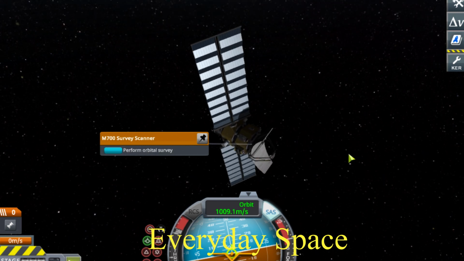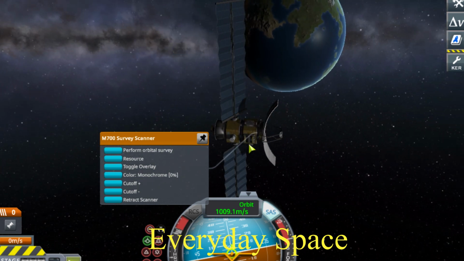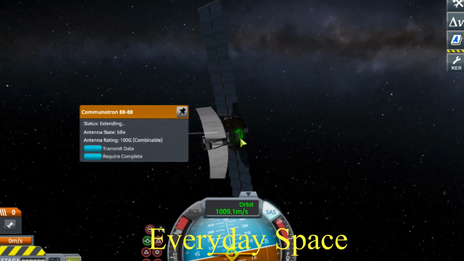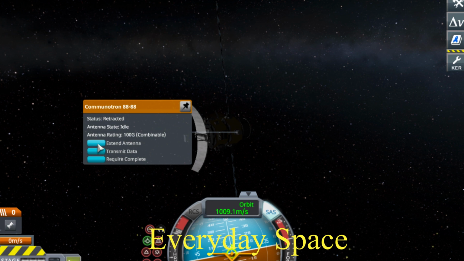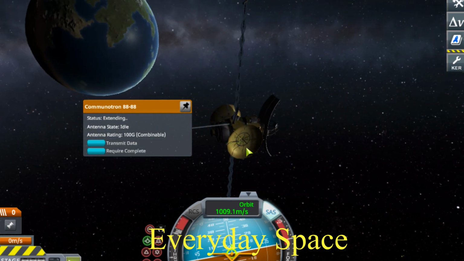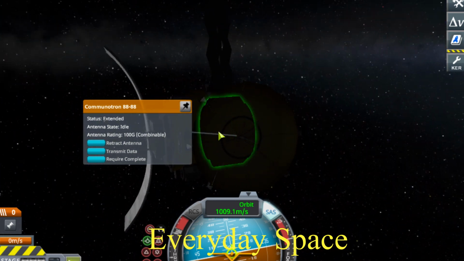As you can see there, I deployed the survey scanner, which will scan the Earth. Now we're going to deploy the two antennas that I discussed earlier. They will unfold and then they can transmit data back to Earth. So you can see the two of them just deployed right there.